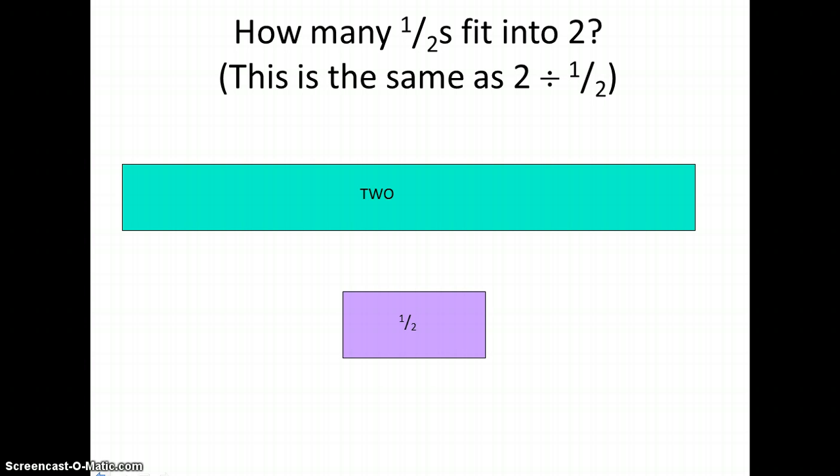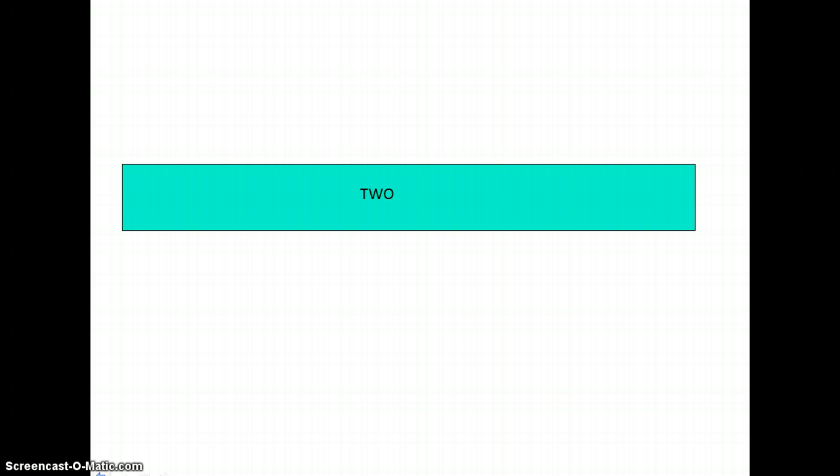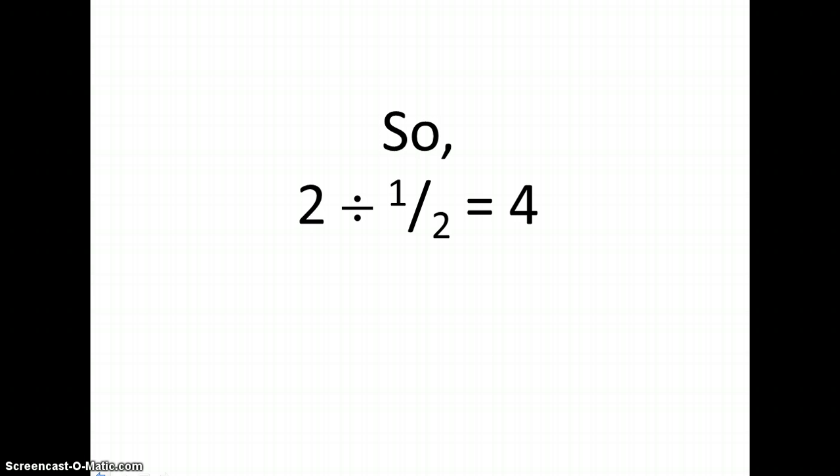Remember, this is the same thing as saying, what is 2 divided by 1/2? So let's put it in. How many 1/2 inches fit into 2 inches? And the answer is 4. So I can say 2 divided by 1/2 equals 4.